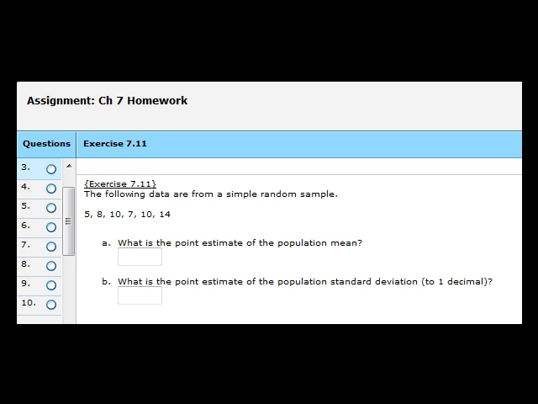Recall that a point estimate is simply a single number. This will be vitally important when we get to Chapter 8, interval estimation. Now back to the question. Part A is asking for the point estimate for the population mean. We are going to use X bar, or the sample mean, to find that point estimate. Part B is looking for the point estimate for the population standard deviation. That will be the sample standard deviation, which is denoted with the little letter S.